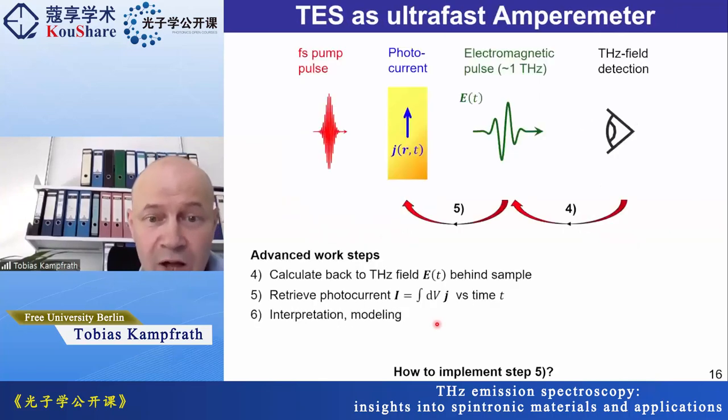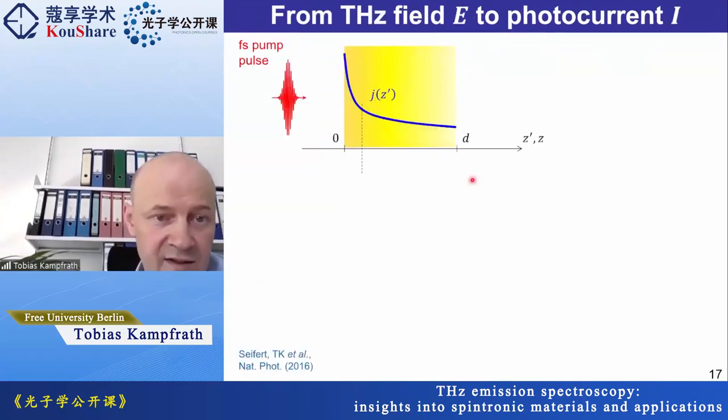Okay, so this is now the procedure how we can get from the terahertz signal to the terahertz field directly behind the sample. But finally, we would like to know about the photocurrent that was flowing inside the sample. So how can we get there? And here we a little bit need to do theory. We need to know how does this photocurrent, which is shown here as a function of the in-depth position inside the sample, how does this photocurrent generate a terahertz or an electromagnetic wave?